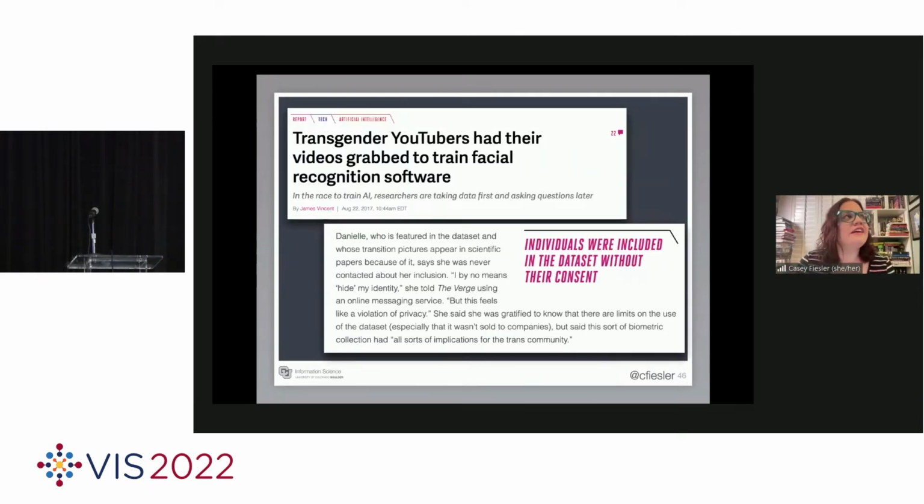Also, on the topic of vulnerable communities, there was the HRT data set, where researchers took videos from YouTube of people going through gender transition in order to train facial recognition. And when this came out, people who were in these data sets were upset. Someone whose transition photos appeared in a scientific paper wasn't told about it, and felt like it was a real violation of privacy. And people also were like, is my video that I made to help my community being used to potentially help build technology that could actively harm us? That's pretty upsetting. And again, without any kind of consent, and people are often upset to find out that they were studied.